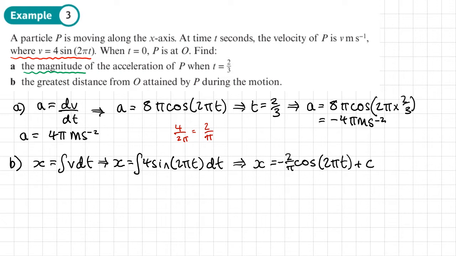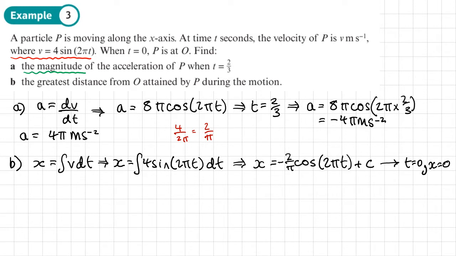Here, I think on a previous example I used C for part A and B when it was integrating. We should really use different letters to indicate that it's a different constant of integration. How am I going to find that? Well, we look back at the question. When t is 0, P is at the origin. So there's our values. t is 0, x is 0.